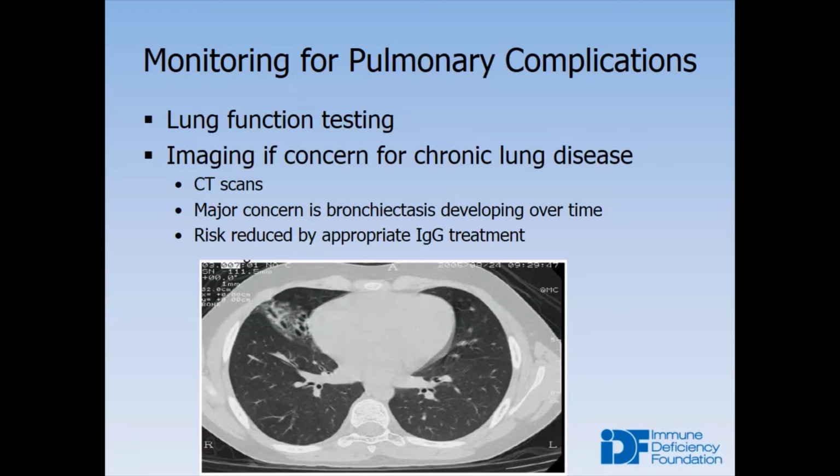We know that for antibody deficiencies, the lungs are the target organ that takes the biggest hit because of the sinusitis, the bronchitis, and the pneumonia. And as we're seeing people with XLA living longer and becoming adults, this is something we have to keep track of because there may be some cumulative effects over time.